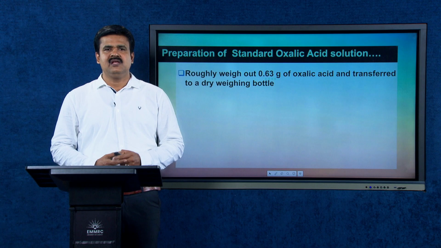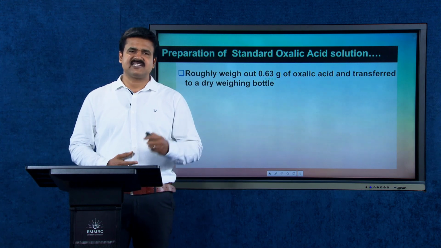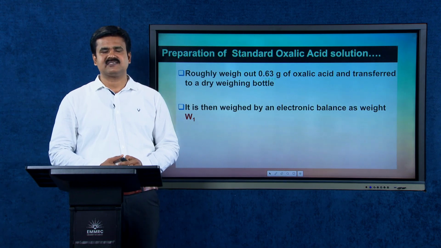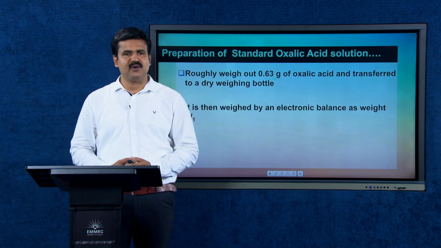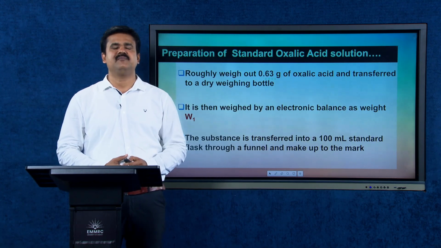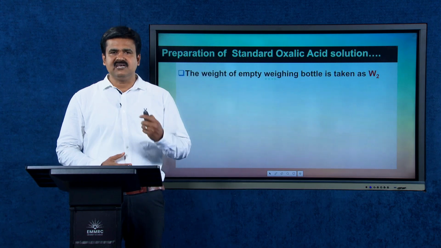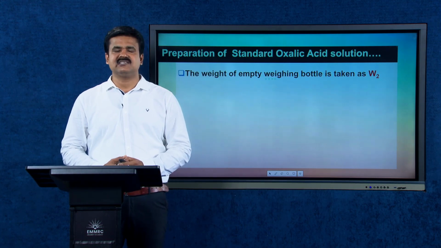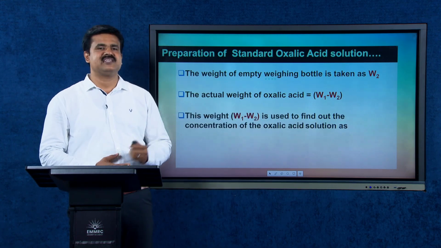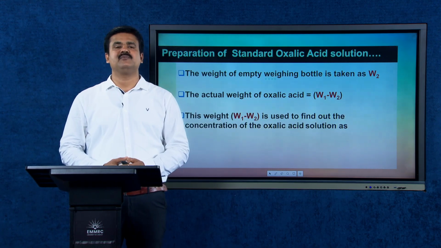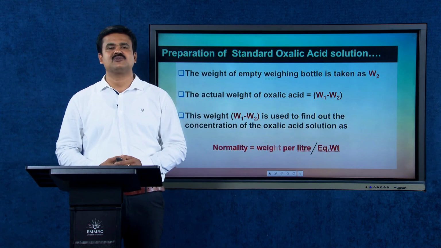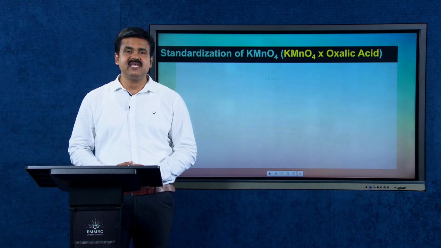Now, roughly weigh out 0.63 gram of oxalic acid and transfer it to a dry weighing bottle. It is then weighed accurately in an electronic balance, and the weight is reported as W1. The substance is now transferred to a 100 ml standard flask through a funnel and made up to the mark. The weight of the empty weighing bottle is now taken as W2. The actual weight of oxalic acid will be equal to W1 minus W2, that is the difference in weight. This weight W1 minus W2 is used to find out the concentration of the oxalic acid solution as normality equal to weight per liter divided by equivalent weight.